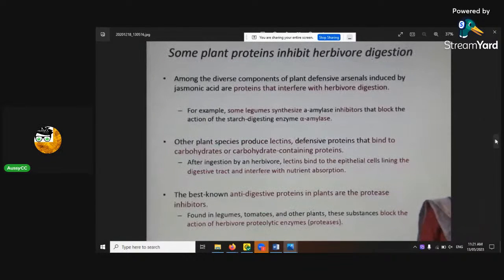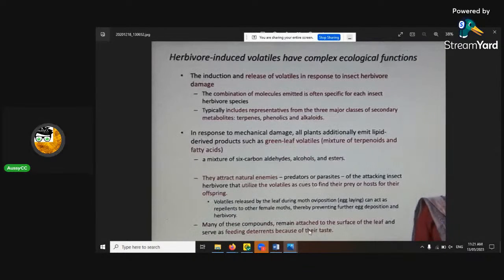Some plant proteins inhibit herbivores' digestion. Well, this is to do with secondary metabolites. Let's get on with it. I've got a lot more slides to show too. Herbivore-induced volatiles have complex ecological functions.